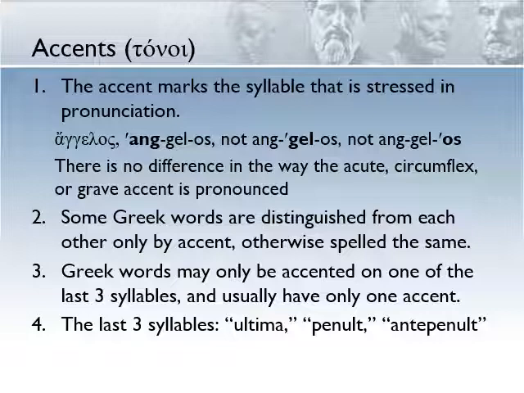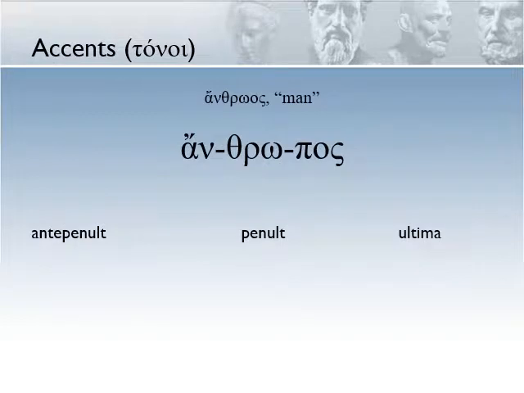Let's illustrate this by looking at an example. Here we have the Greek word anthropos, spelled alpha, nu, theta, rho, omicron, pi, omicron, sigma, pronounced anthropos. And I've just noticed I have a typographical error in anthropos at the very top of this slide. My apologies for that. It is spelled correctly underneath in the larger print.